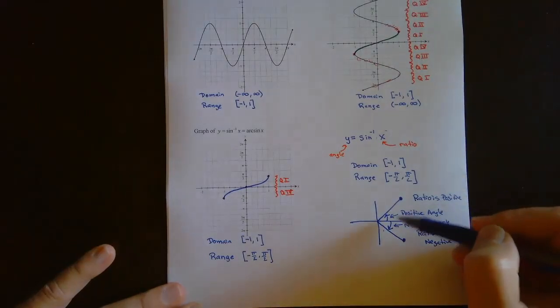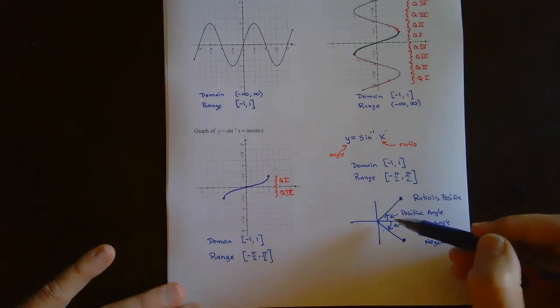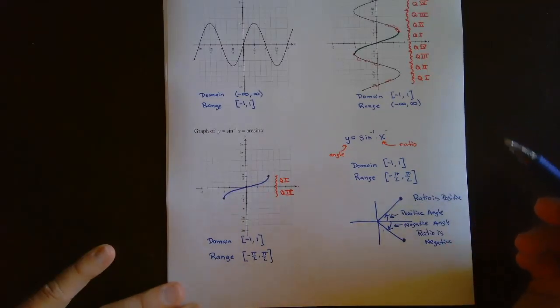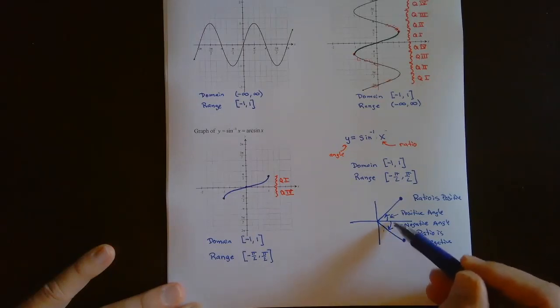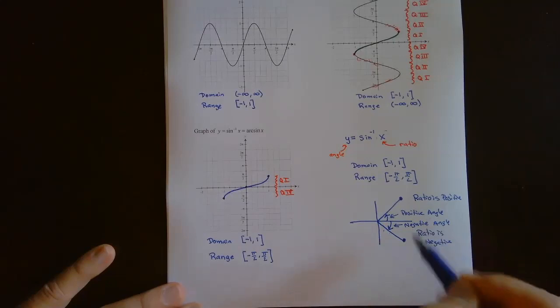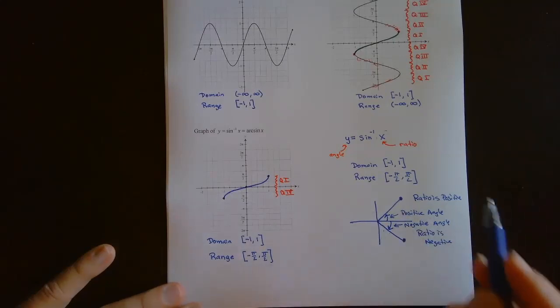If our ratio is positive, we're going to have a positive angle, and that positive angle will be between 0 and pi over 2. If we have a negative ratio, we're going to have a negative angle, and it's going to be between negative pi over 2 and 0. It's going to be somewhere in here. And that creates, remember one-to-one functions? This creates a one-to-one function, and then the inverse is itself a function, so we all will get the same values out.